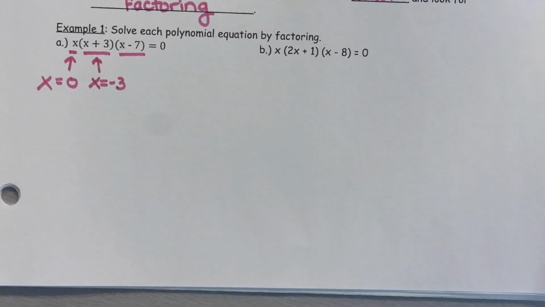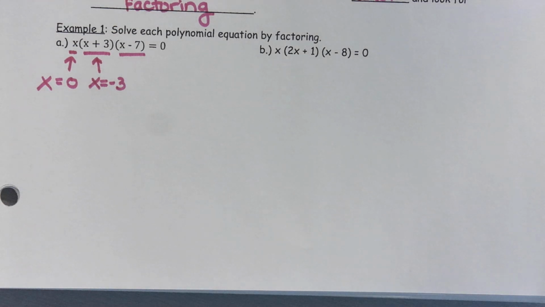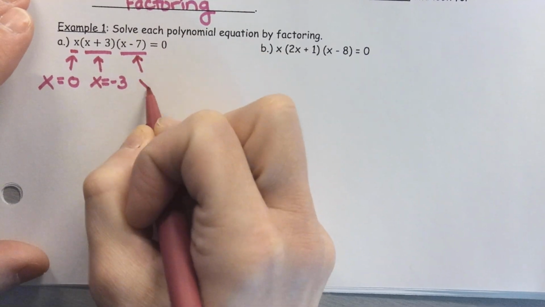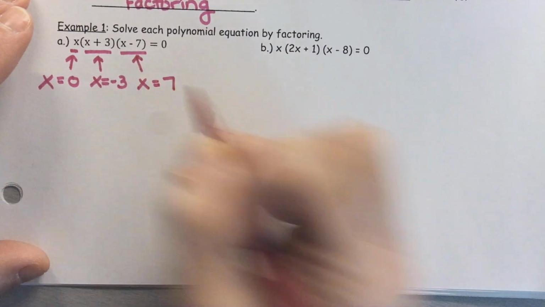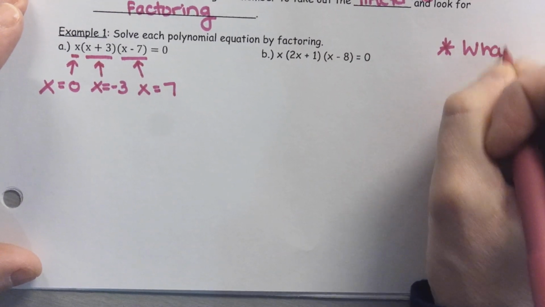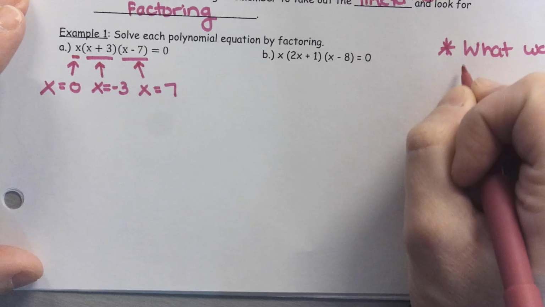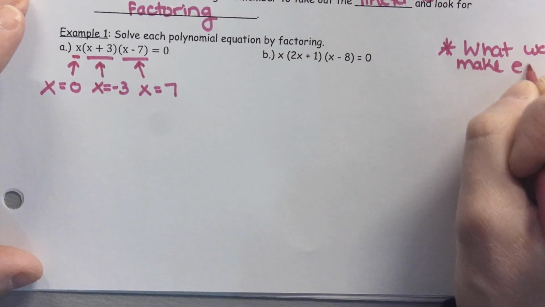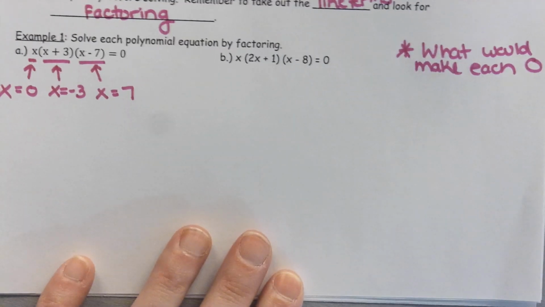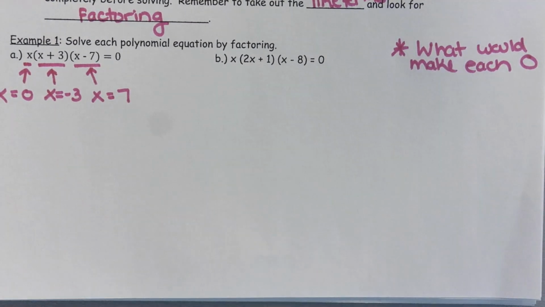Okay, let's think about that. Let's see if we agree. You probably know I agree because I wrote it in pen. Negative 3 plus 3, what is that? 0. So you're trying to decide what would make things 0. How about this parenthesis? What would make this one 0 if x were? 7. So again, we're thinking what would make each 0. Move that over so you can see.